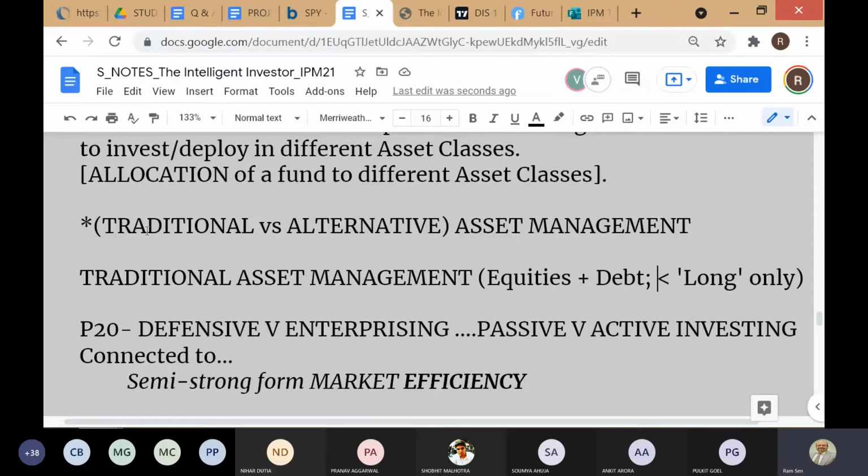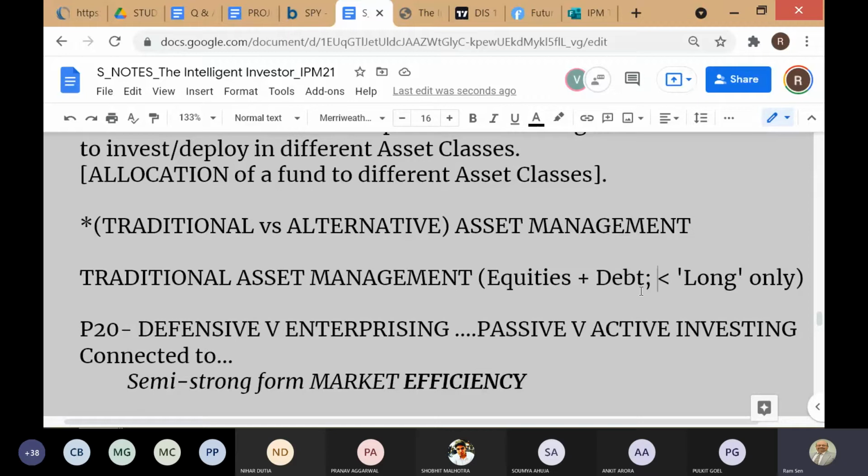So it's like the difference between boys and girls, or the difference between Indians and Japanese. How can you make distinctions? On what aspects would you make the distinctions? So let's look at the aspects on which you have the distinction. First is in which asset classes can you invest, or investable asset classes? In the case of traditional asset management, the investable asset classes are equities and debt.